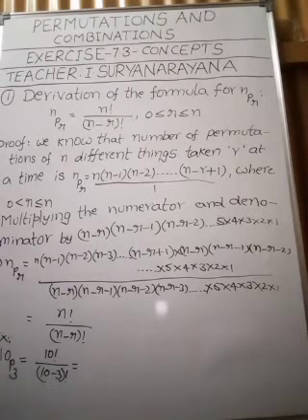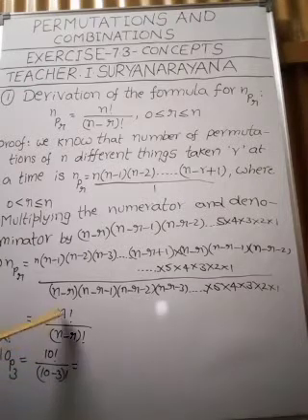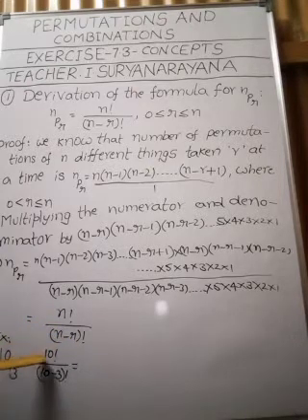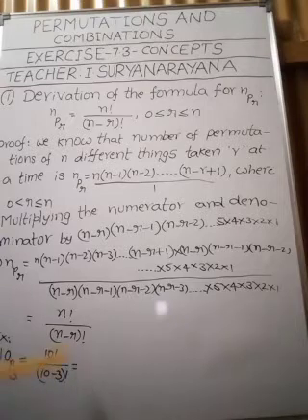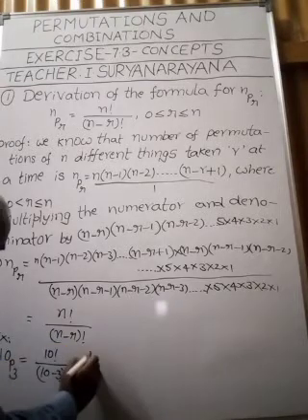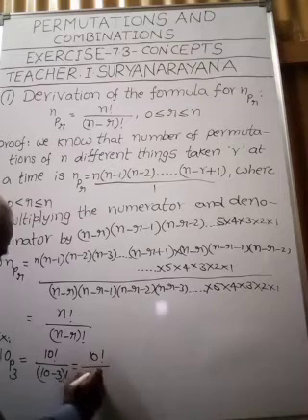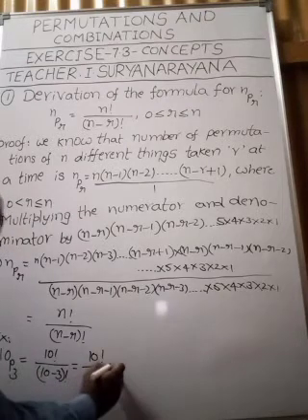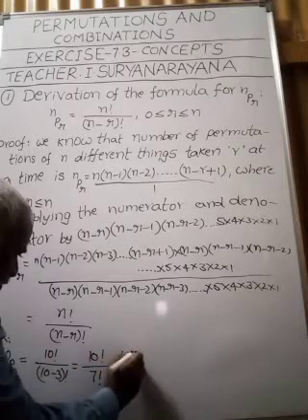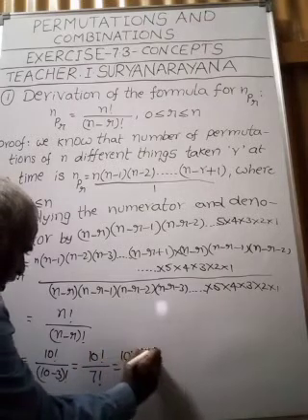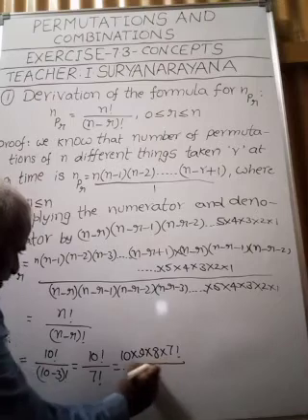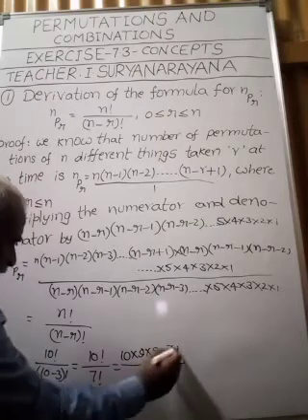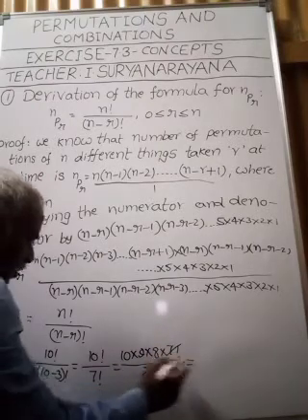Example. Understood this point, my children? In this formula, I substituted n is equal to 10 and r is equal to 3. What do you get here? 10 factorial by 7 factorial. Okay, my children. How do you write this one? 10 into 9 into 8 into 7 factorial by 7 factorial. What do you get?